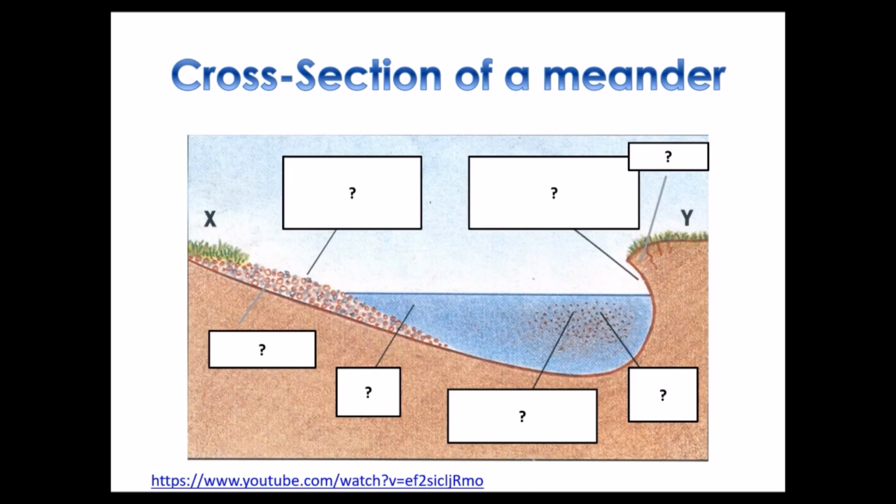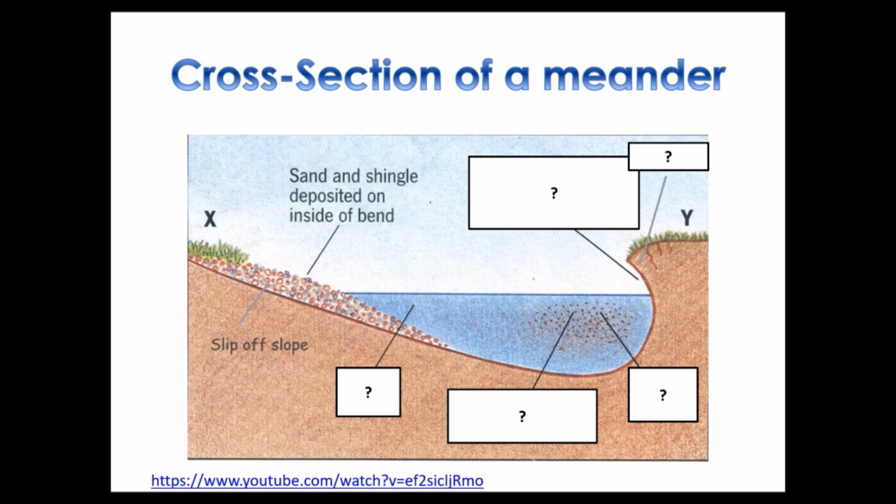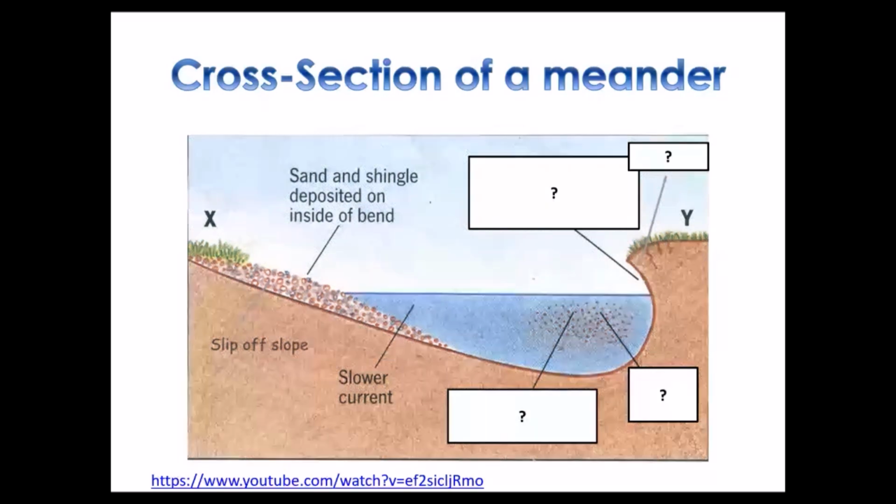Okay, so let's have a look at the ones that you should have written in the area where we've got this X and obviously all of those little bits of material. So obviously this is called the slip-off slope, and it's created of sand and shingle deposited on the inside of the river. And then what you should also have on that side is the slower current. Remember, we spoke about how this area is shallower and therefore more of the water is in contact with the riverbed. There'll be more friction and that will slow it down. Let's have a look at the other side.